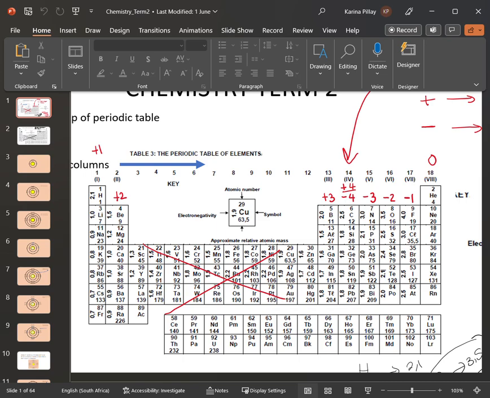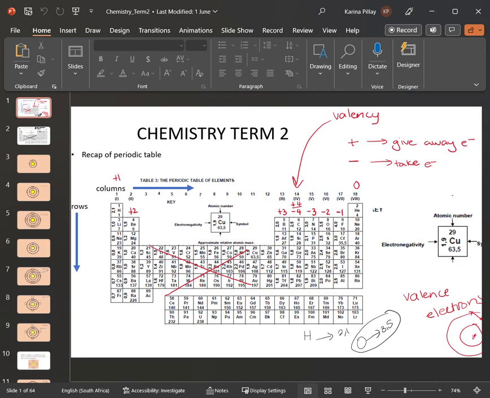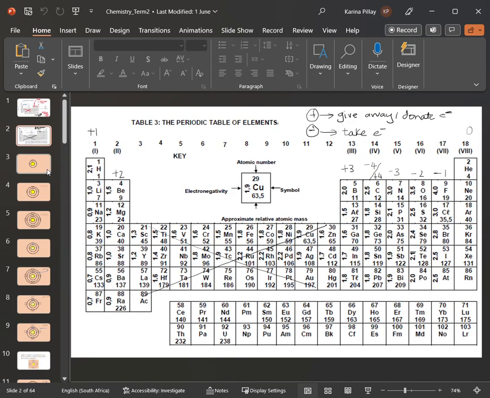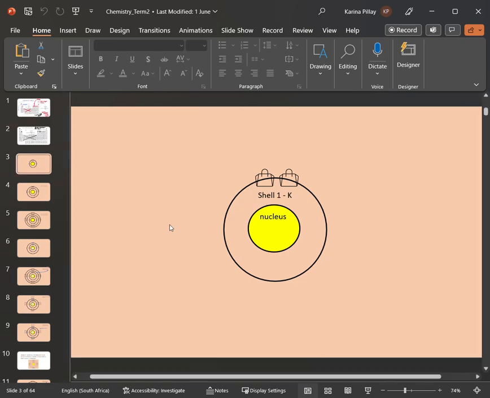Let's just recap what the negative and the plus mean. So we remember that negative means that this element or this atom basically wants to take electrons from another atom, and we know that a plus means that it wants to give away its electrons. Okay. We also understand the concept of what valency is. Valency basically tells us how many electrons an atom wants to give away or wants to take in order for it to become stable.